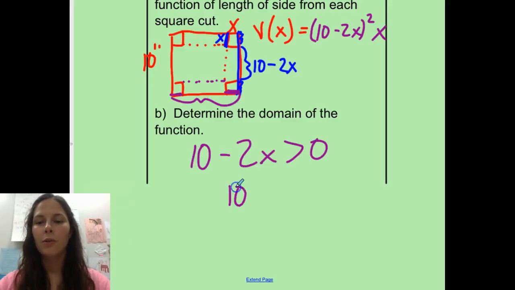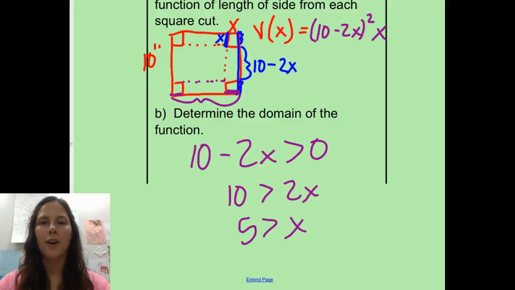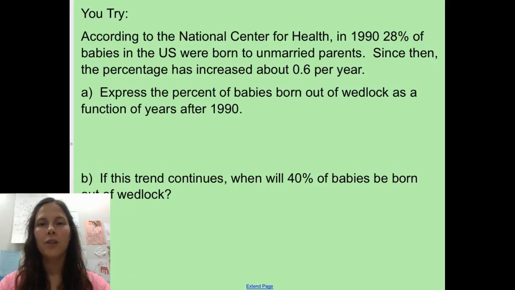Adding 2x to both sides and dividing by 2, we get that x needs to be less than 5. And finally, you have a U-Try question.